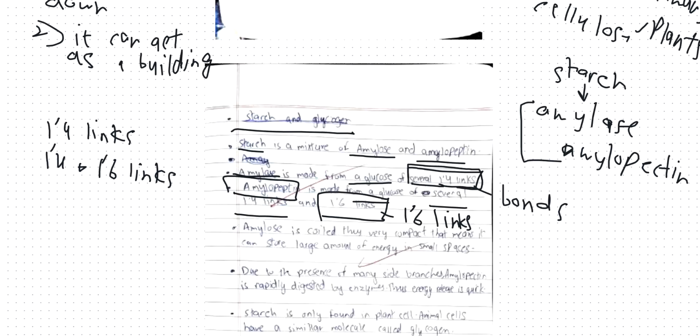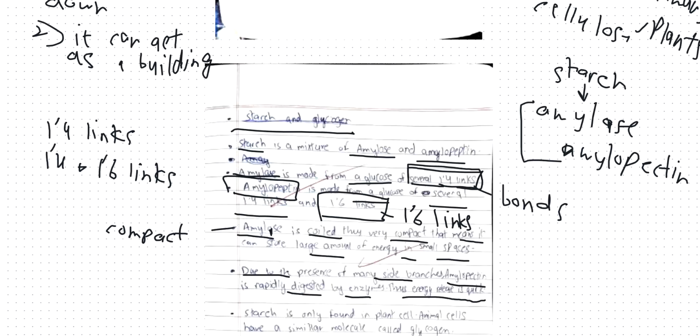And there is another difference. Amylose is coiled, thus it's very compact. That means it can store a large amount of energy in small spaces. So a feature of amylose is that it is very compact. It can coil together. Due to the presence of many side branches, amylopectin is rapidly digested by enzymes. This energy release is quick.